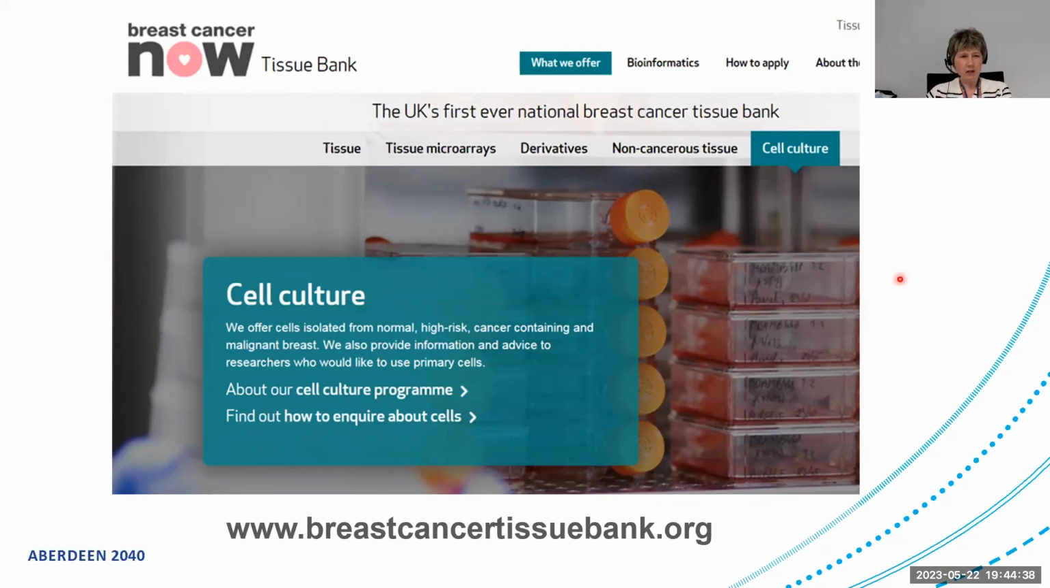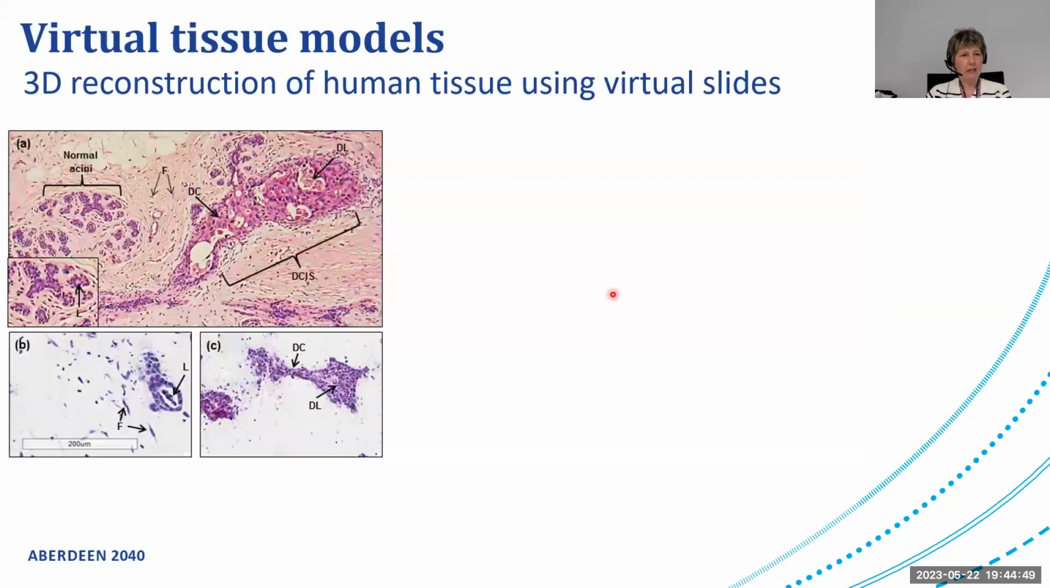So I'd like now just to switch gear a little bit. Up till now, I've talked all about using cells and using human tissues to develop models to study breast cancer. What I'd like to spend the next few minutes talking about are so-called virtual tissue models. And this is 3D reconstructions of human tissue using virtual slides.